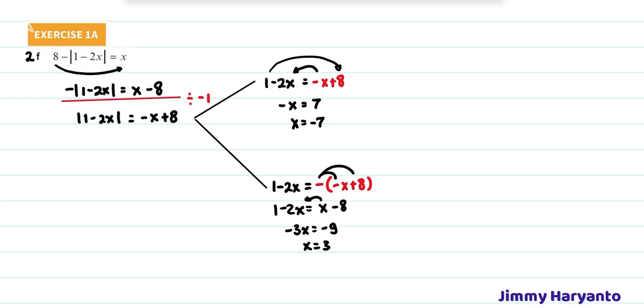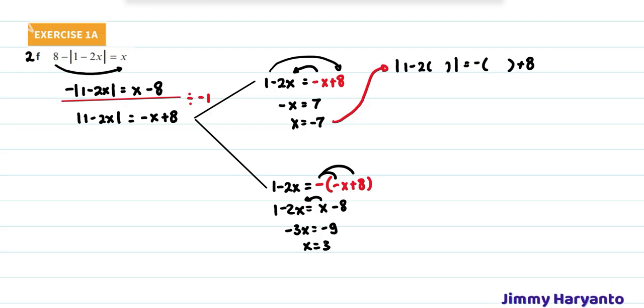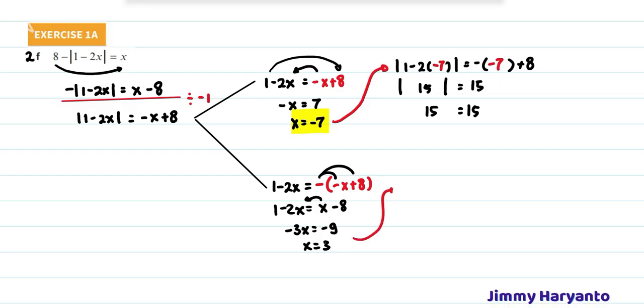Okay, it's time for us to double check. x equals to negative 7, so you'll have 1 minus 2x equals to negative x plus 8. You input the negative 7 into the x, so you'll have 14 plus 1 equals to 15, equals to this one is 7 plus 8, 15. 15 equals to 15, that's equal. That means this one is the solution, and the next one will be x equals to 3.